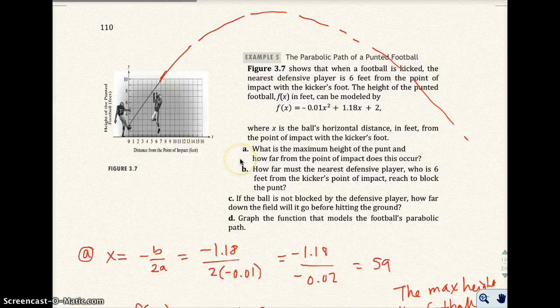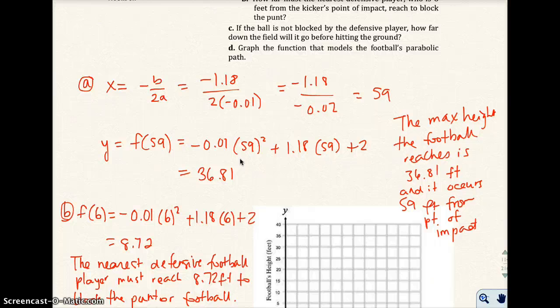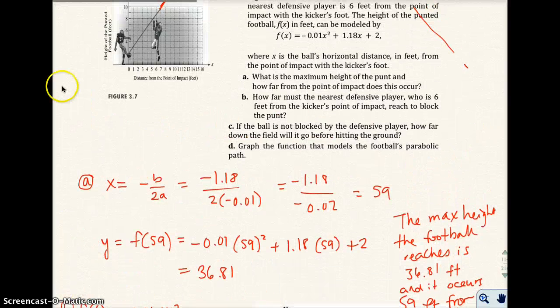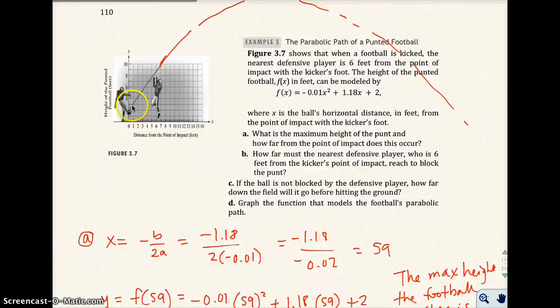Okay, so let's go ahead and do part C. If the football is not blocked, let's say the defensive player did not touch that football, did not get to block that punt, we want to know how far that football will travel before it touches the ground. So it goes all the way up here. We know it reaches the maximum height. We already figured that out. We want to know how far it will travel before it touches the ground.